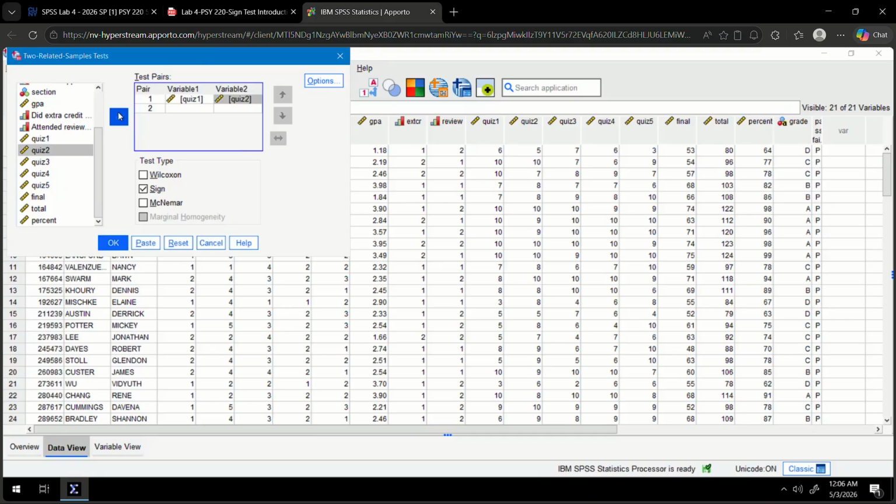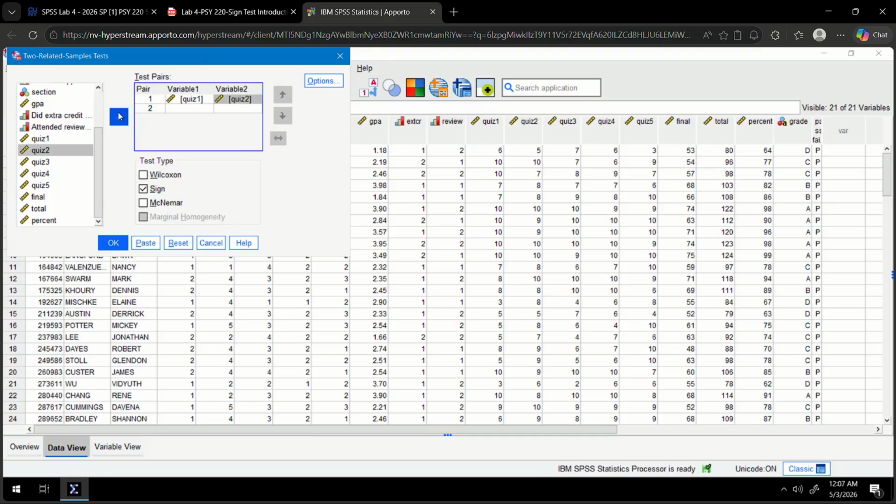So quiz 2 is greater than quiz 1, you get a plus. Quiz 2 is less than quiz 1, you get a minus. We want the pluses, right? If they're equal, we drop. So in the case of a tie, we discard the case, which is another problem with this test because you're just basically throwing away data. So any data that's tied, we discard.